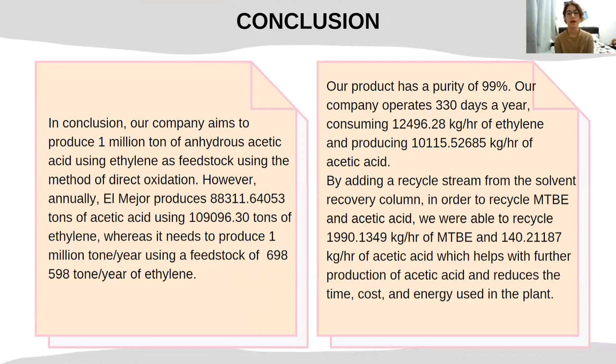However, annually, Almager produces 88,311.6405 tons of acetic acid using 109,096.30 tons of ethylene, whereas it needs to actually produce 1 million ton per year using a feedstock of 698,598 tons per year of ethylene. Our product's purity is 99%.